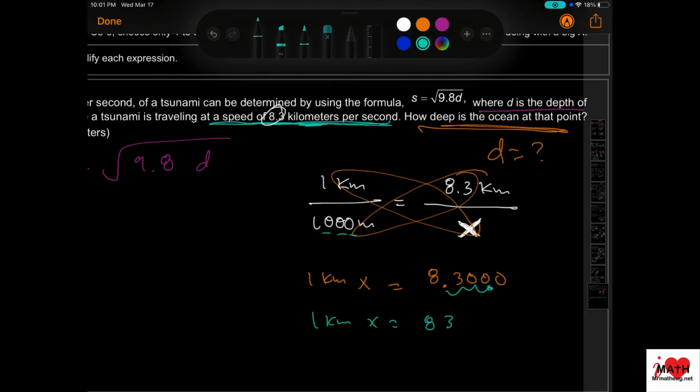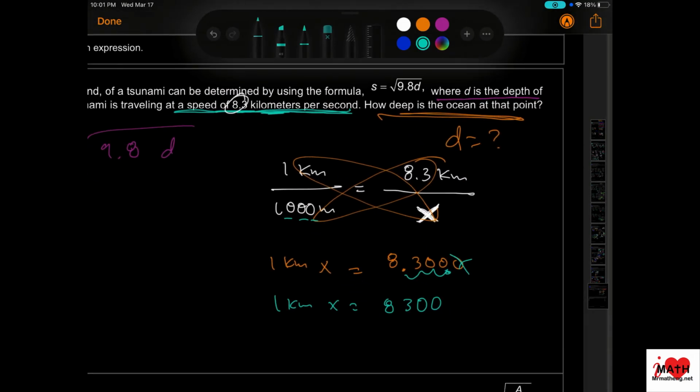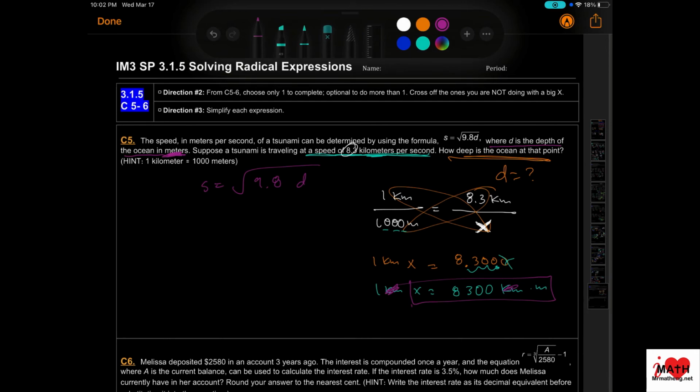Remember, I don't need that extra 0. This one is km times m. So then if I divide both sides by km, you're going to get this. Okay, so now I have it in meters. So my speed is 8,300, and I just need to solve for d.